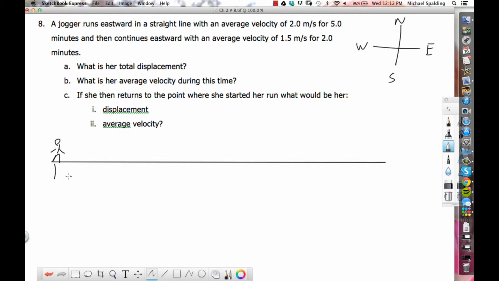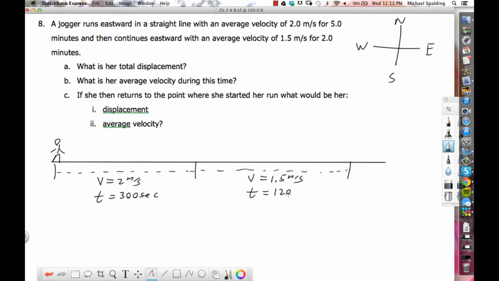The first thing this jogger does is move in region 1, and then the second part. Now, let's see what happens here. In the first part of this jog, the person has a velocity of 2 meters per second for a time. 5 minutes is how many seconds? 300 seconds. In the second part of the jog, the person has a velocity of 1.5 meters per second for a time of 2 minutes, which is 120 seconds.